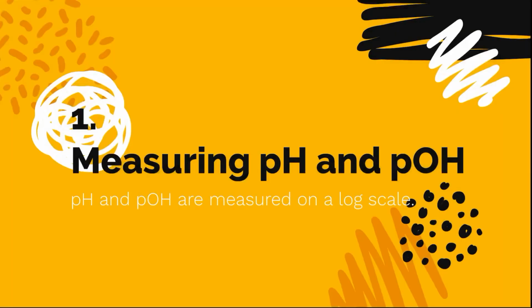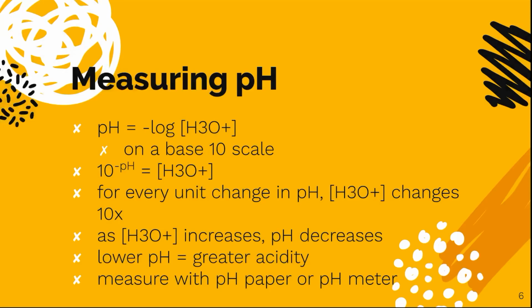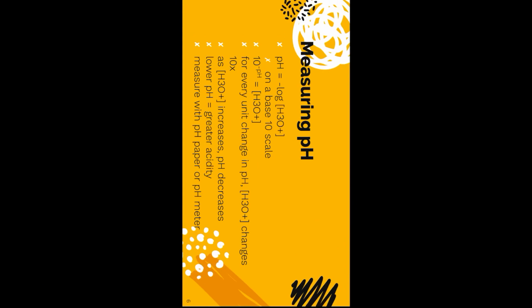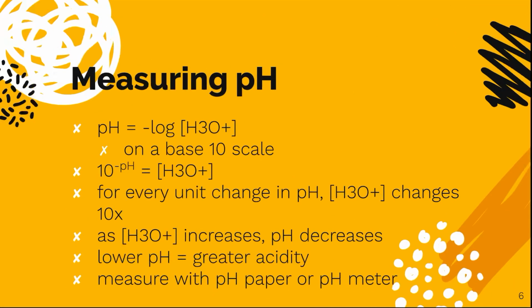Both pH and pOH are measured on a log scale. If you remember from math, logs are a way to measure things, and for chemistry, we're going to be dealing with base 10. Our pH formula is pH equals the negative log of the concentration of H3O+. The opposite of that, the anti-log, is 10 to the power of negative pH, which equals your concentration of H3O+. For every unit change in pH, your H3O+ will change 10 times because you're in base 10.